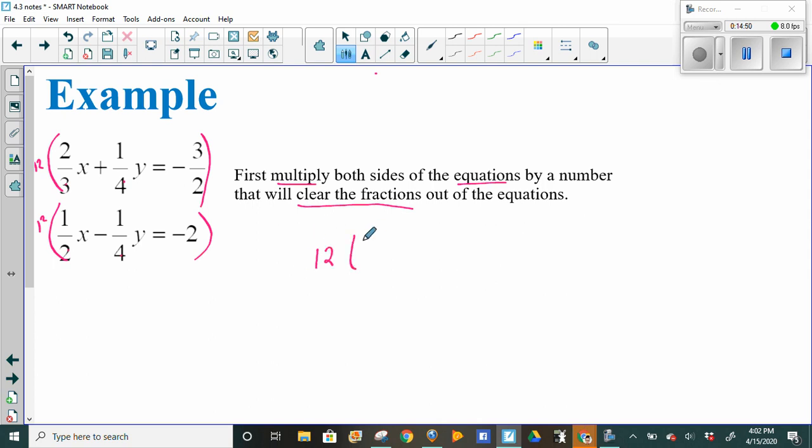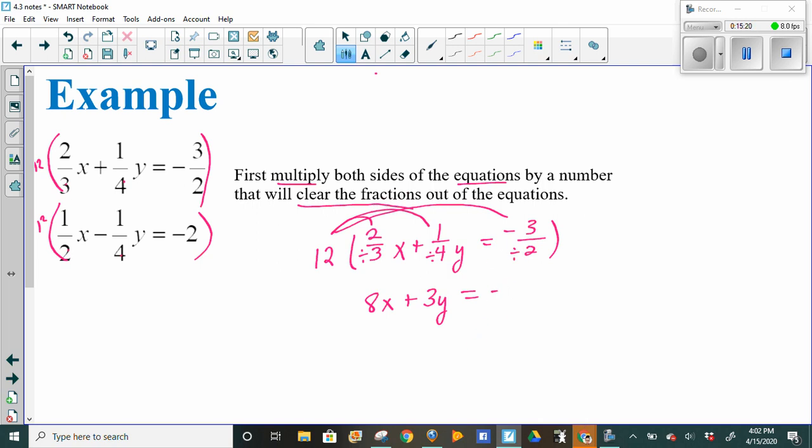So 12 times 2 over 3x plus 1 over 4y equals negative 3 over 2. All right, so 12 times 2 is 24. 24 divided by 3 is 8. 12 times 1 is 12. 12 divided by 4 is 3. 12 times negative 3 is negative 36. Negative 36 divided by 2 is negative 18. So now this first equation is really equal to this.